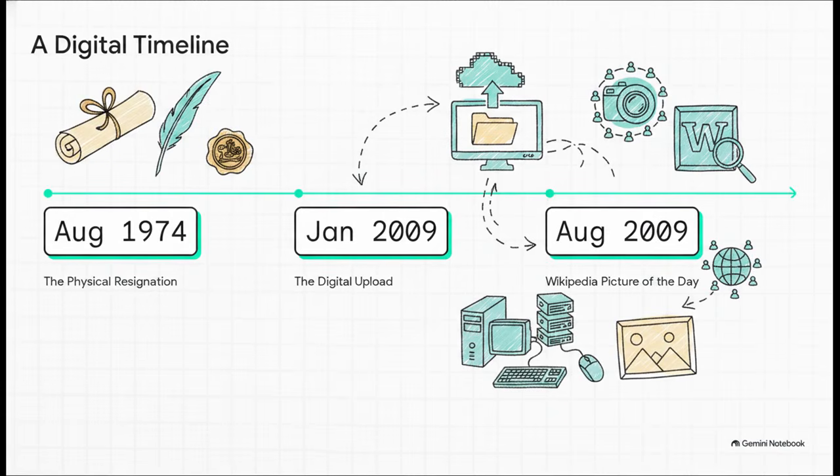So the physical document was signed and delivered on August 9, 1974. Then it essentially lay dormant in the physical archives for decades until its digital upload in January 2009. But here is where the highly structured nature of digital communities really shines.